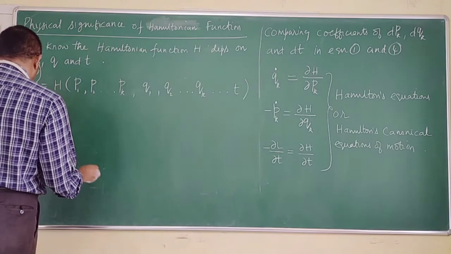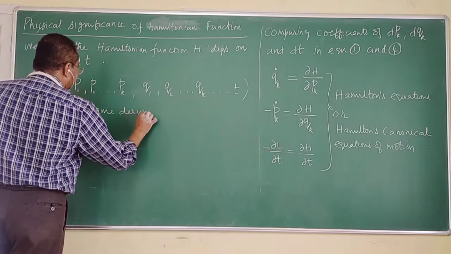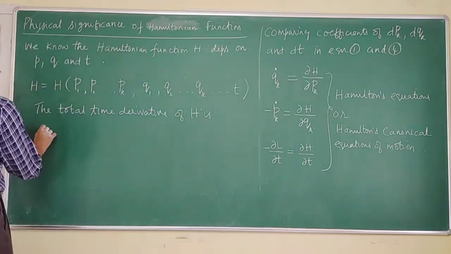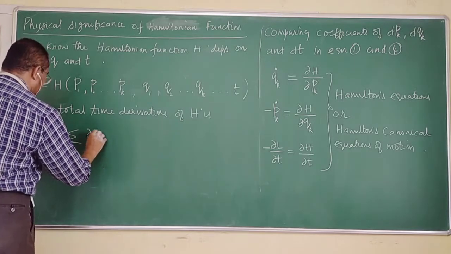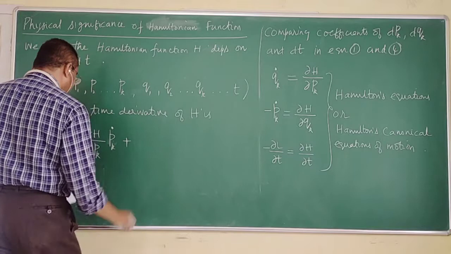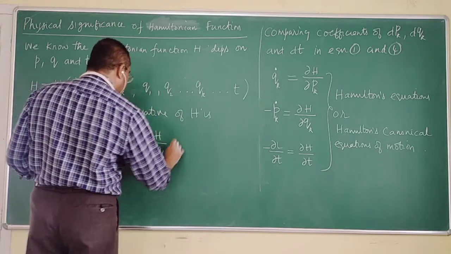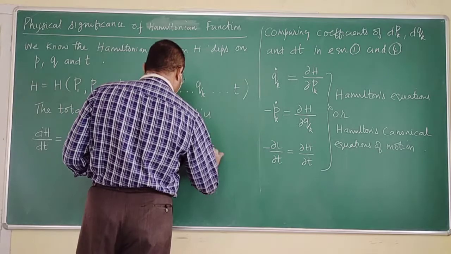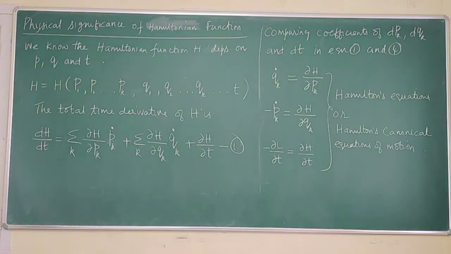Okay, fine. The total time derivative of H: dH/dt is equal to sigma k ∂H/∂p_k into p dot k, plus sigma k ∂H/∂q_k into q dot k, plus ∂H/∂t. Let me call this equation number 1.